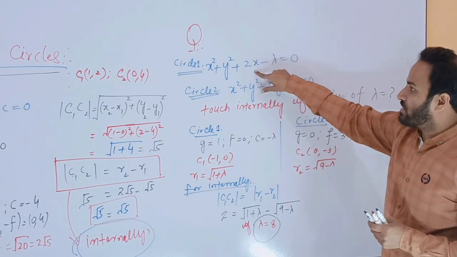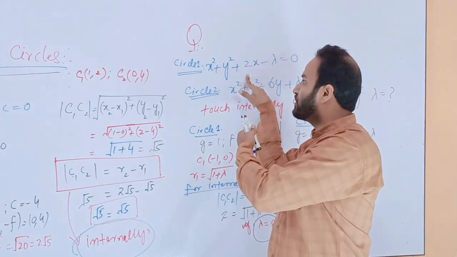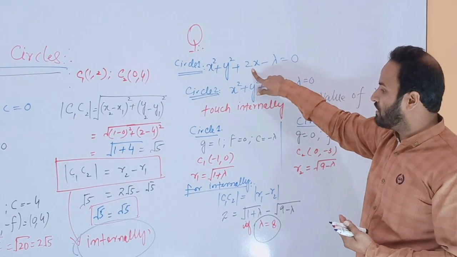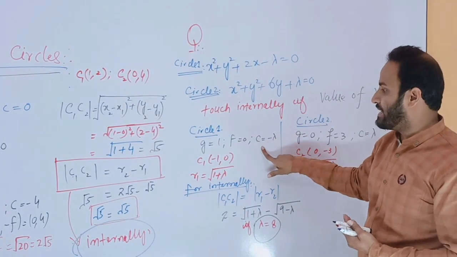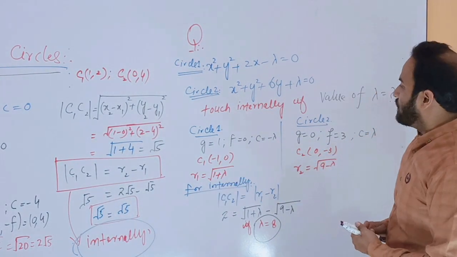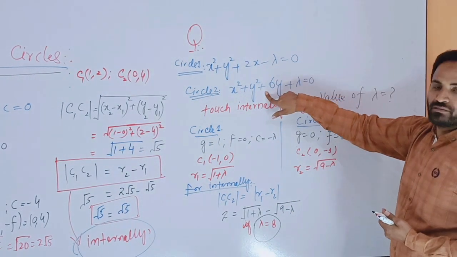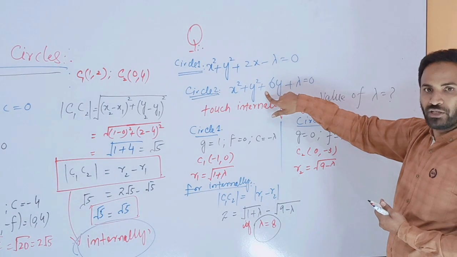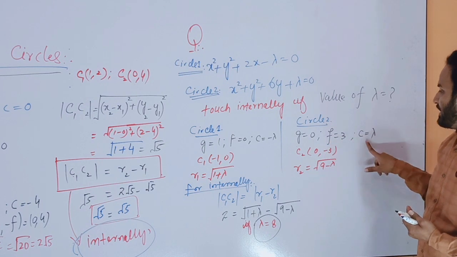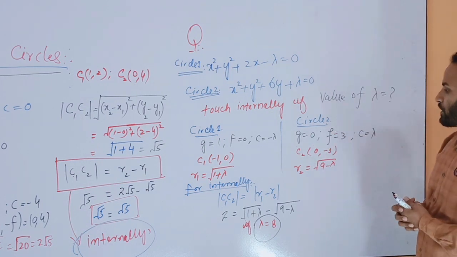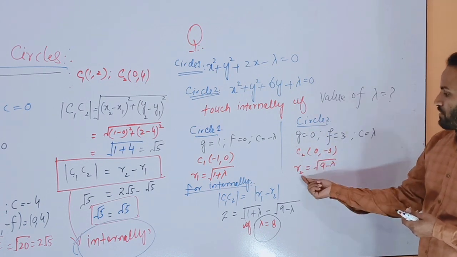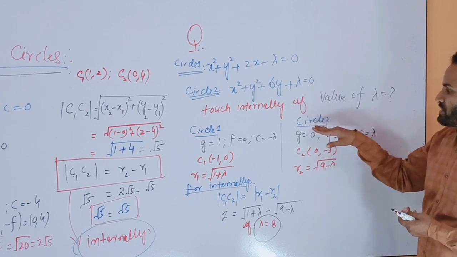Okay, for circle 1, again I am going to compare this equation to the general form of the circle. When I compare with the general form of the circle, it gives g, f, c, and the center 1 and the radius 1 using these values. Okay, when I compare the equation of circle 2 to the general form, we find the values of g, f and c for circle 2. Using these values, c2 is the center for circle 2, and r2 is the radius for circle 2.